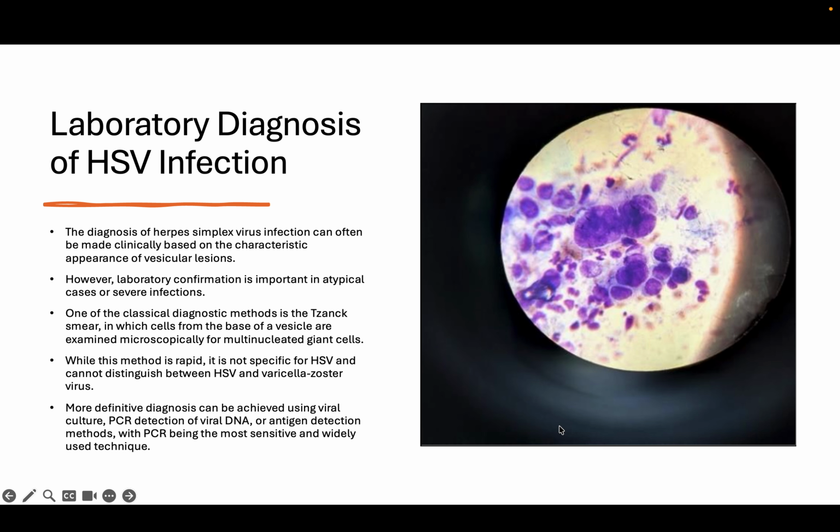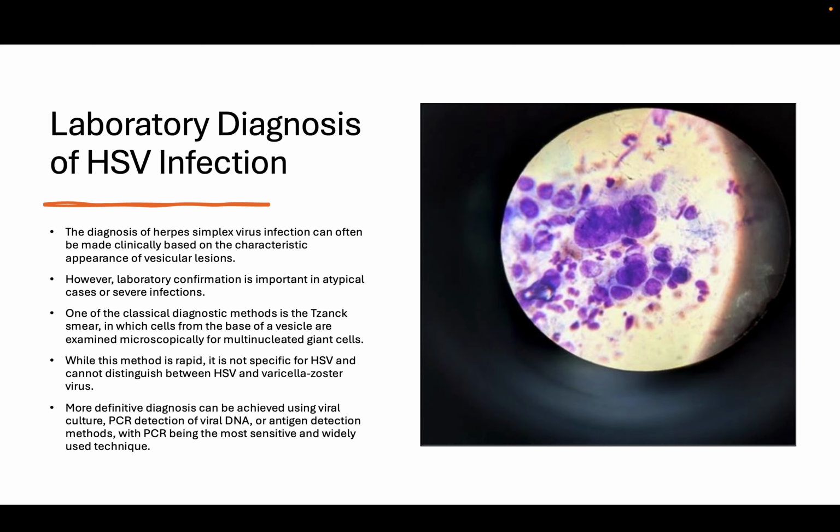For example, you can take a Tzanck smear, where you take cells from where you see the vesicles forming and look at them under a microscope. Do you see these multinucleated giant cells? Because remember, herpes viruses love to make these multinucleated cells. They really love to do that, bringing them all together. So if you do see multinucleated cells, that tells you it's herpes viruses.